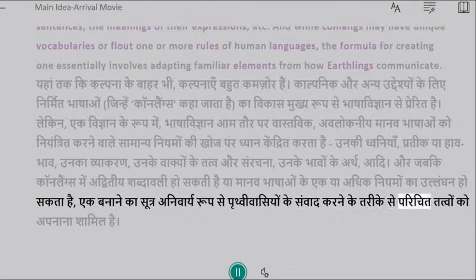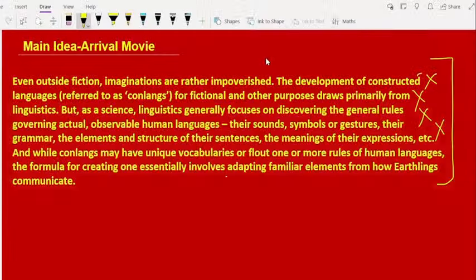Now you have read the same paragraph twice, rather, once in Hindi even, so three times. Now just try to find out the main idea.